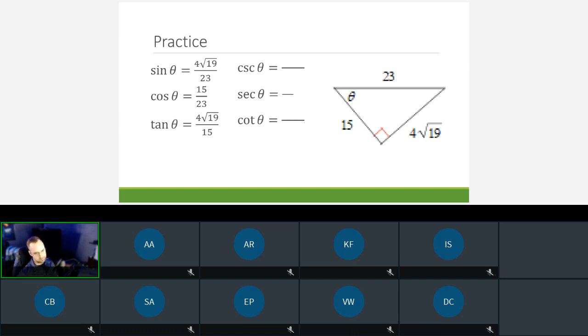All right. Pretty easy. Now let's go back up to the top to cosecant. What goes in the numerator for cosecant? 23. What goes in the denominator for cosecant? Ooh. Yeah. That's weird how it's an inverse, right? And then cosine. What is that fraction? Go ahead and write the entire fraction in the chat, please. Got some 23 over 15s.